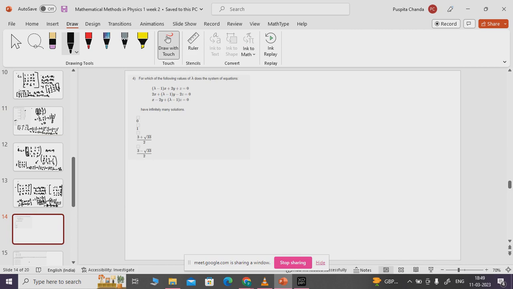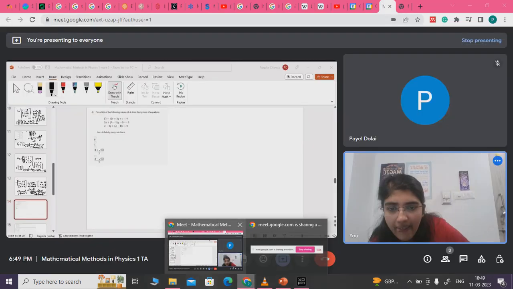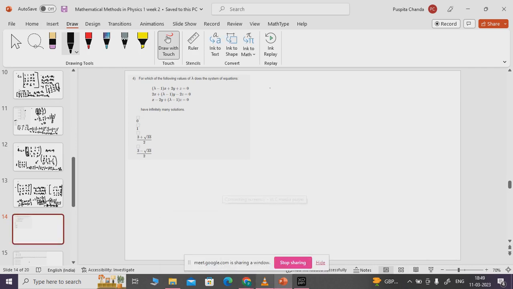Now question 4. For which of the following values of lambda does the system of equations have infinitely many solutions? So I have already said, when we can write an equation like Ax is equal to B, the system will have infinitely many solutions when A is equal to 0 and B is also 0. So here we can see that B is 0, B is 0, 0, 0.